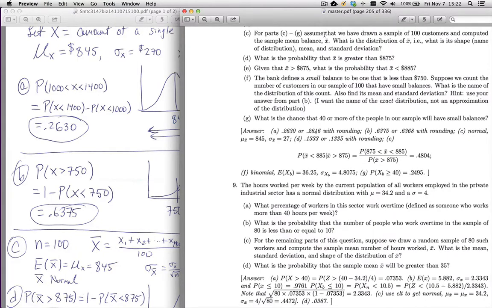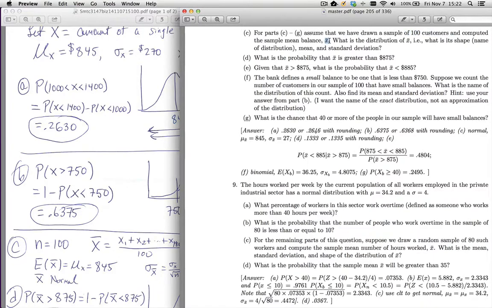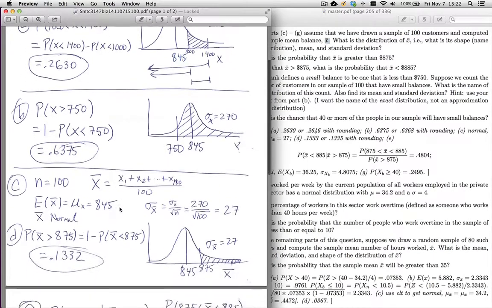Okay, for the next couple of parts, assume that we've now drawn a sample of 100 consumers. So that's giving us our n, our little n. I've written that over here. Little n is that. And we've computed the mean balance x bar.